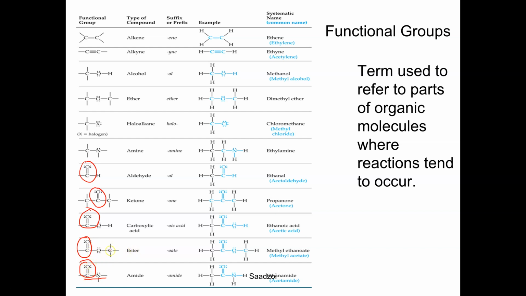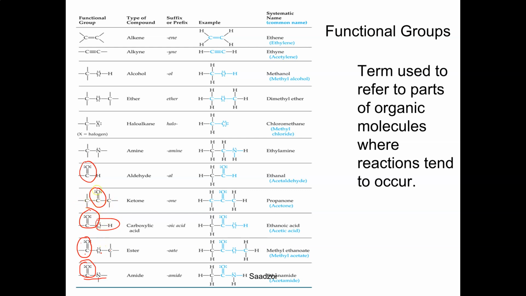Ester, you have cocoa, C-O-C-O, but there's a double bonded O, but it's cocoa. Easy to remember it. Carboxylic acid, you have a double bonded O again, but now you have OH attached. That's what makes it carboxylic acid.